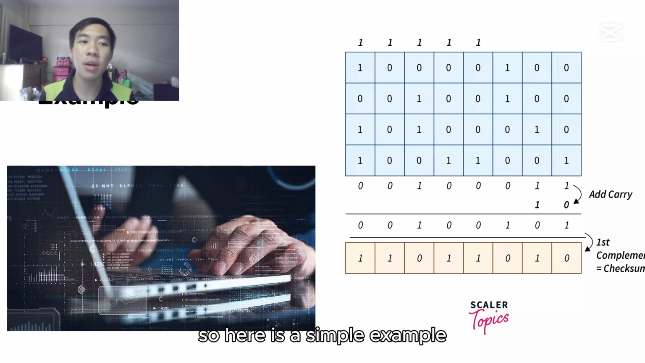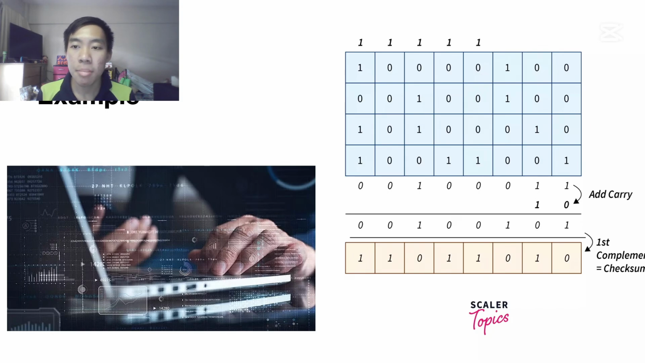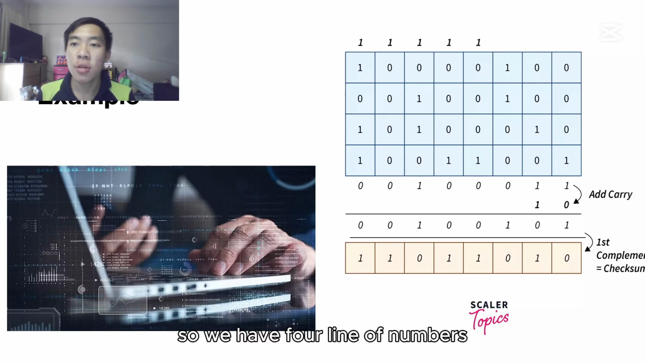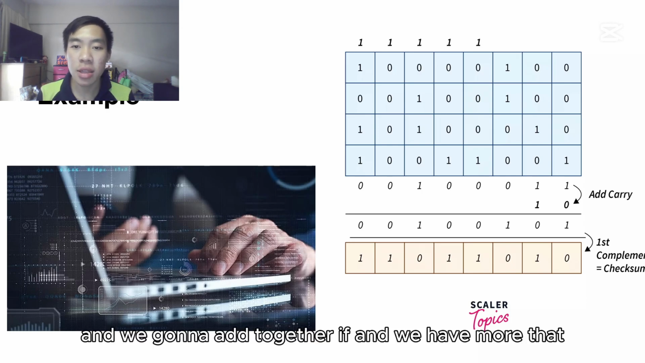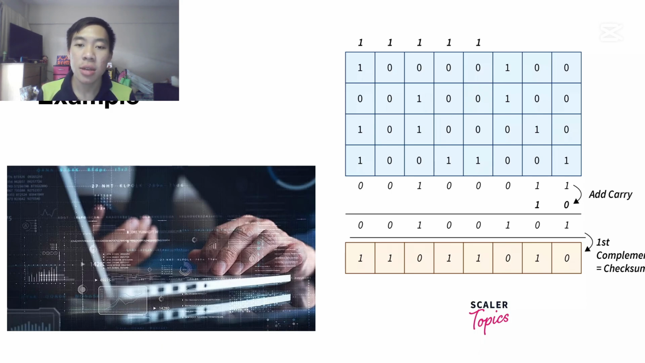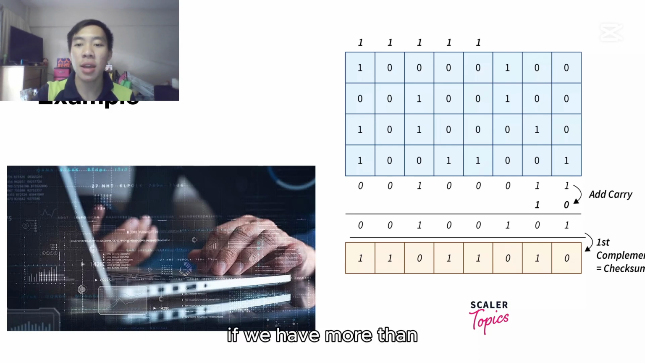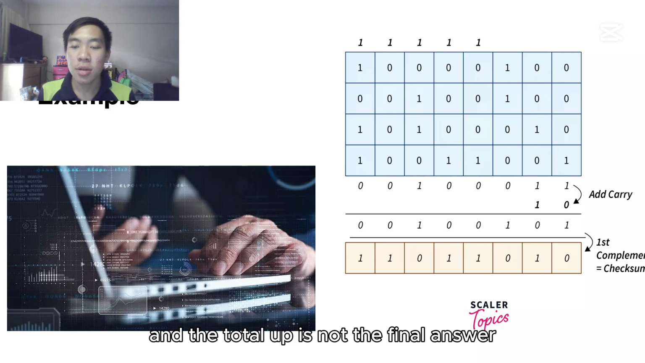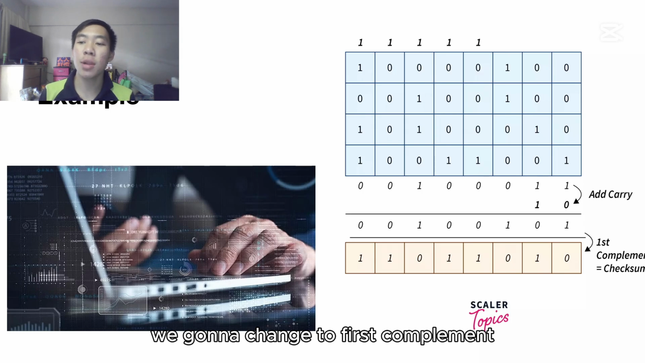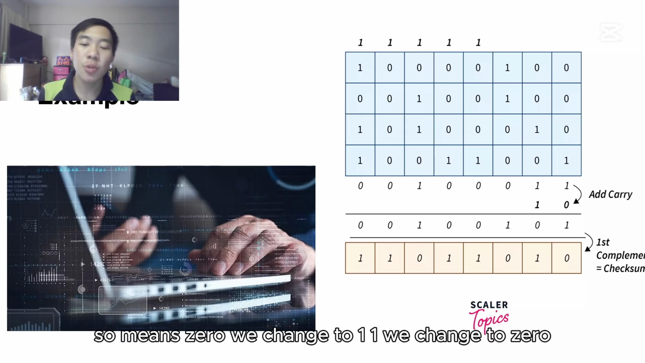So here is a simple example. We have four lines of numbers and we're gonna add them together. If the total has more than the allowed number of bits, we add the carry back down there, and the total is not the final answer. We're gonna change it to the first complement, so it means every 0 we change to 1, and every 1 we change to 0.